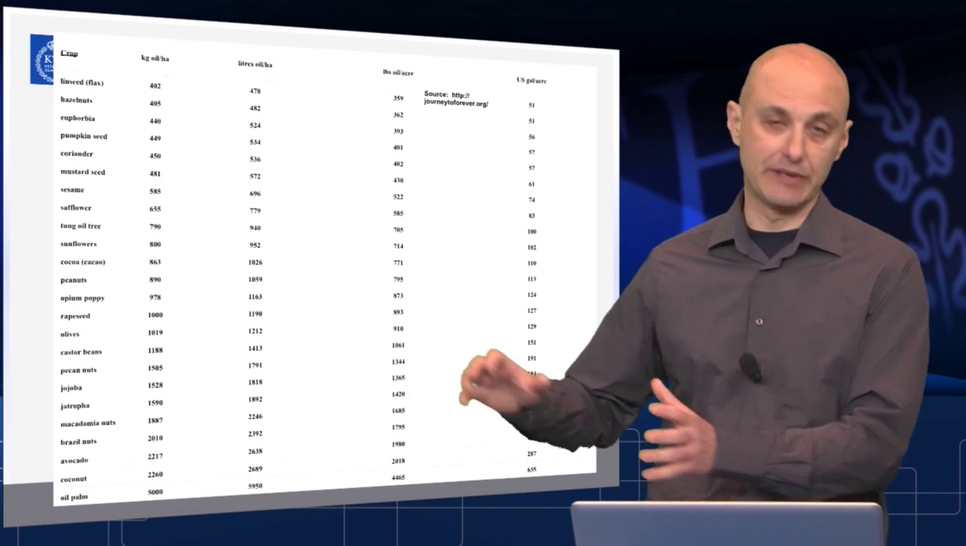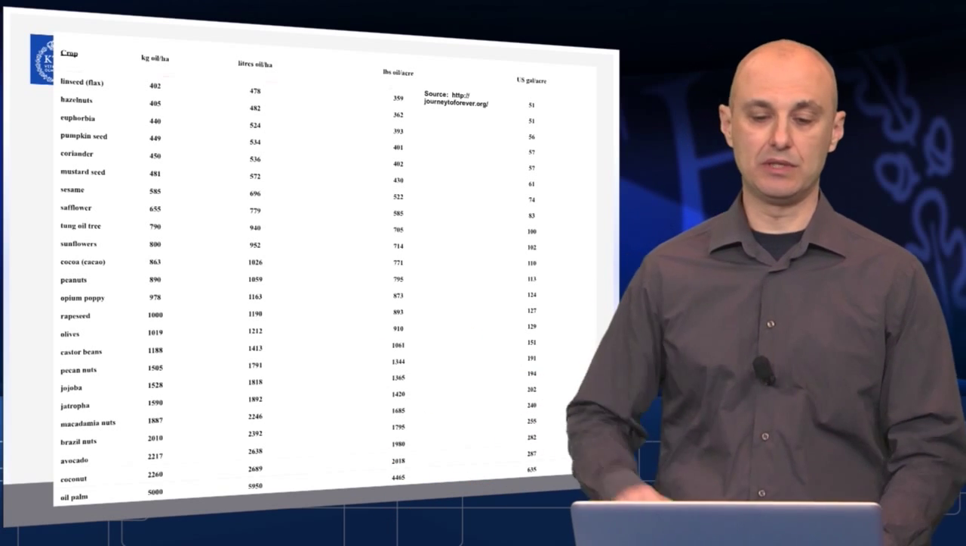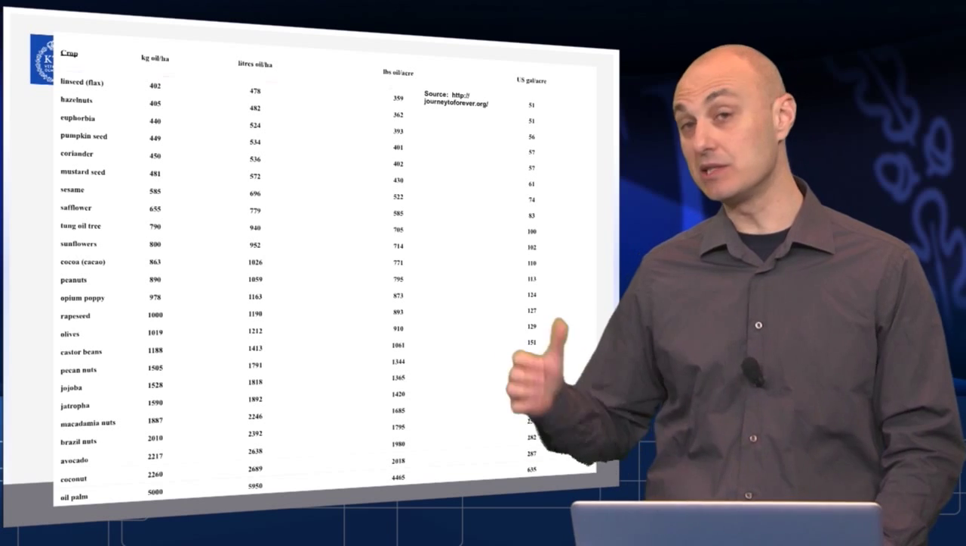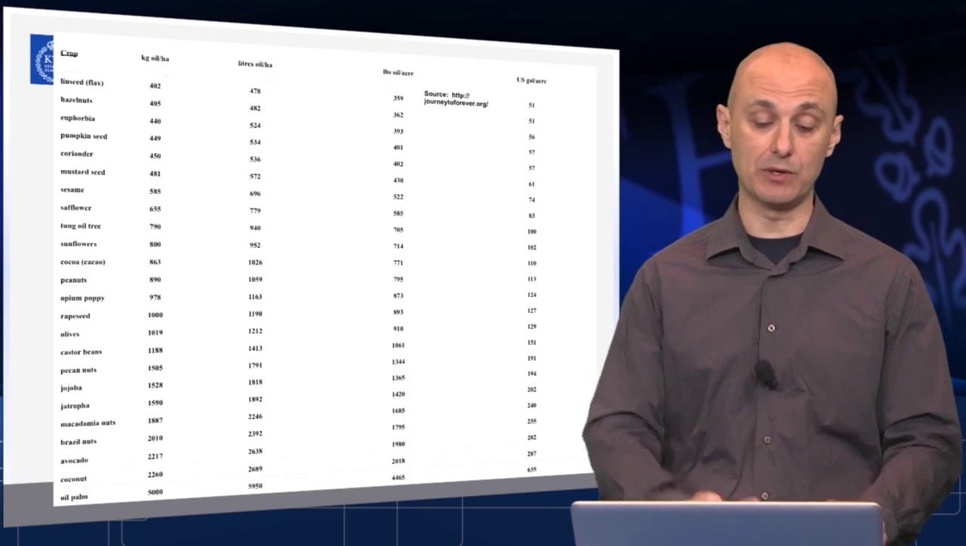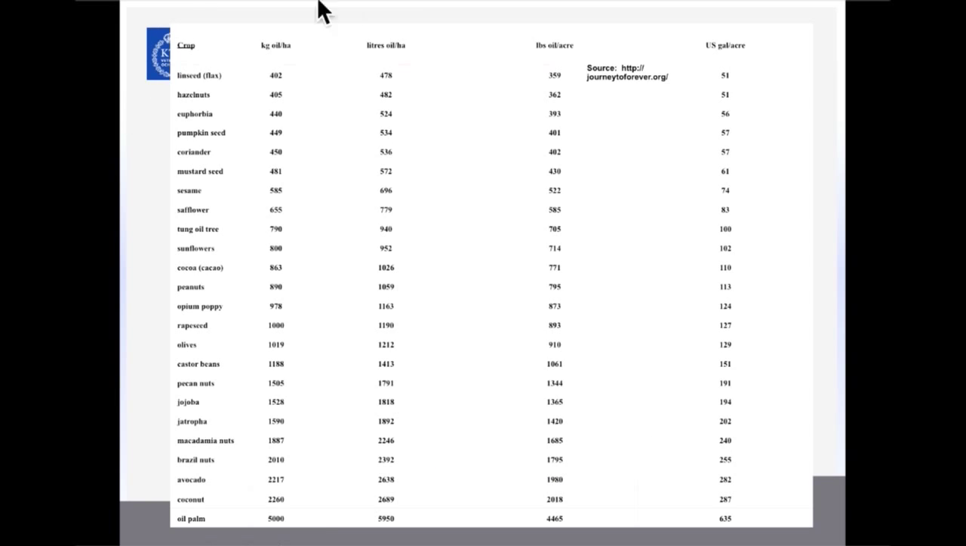This is definitely not the best, and it's not the intention that you would be reading this, but please look at it on your own, or maybe you can find this kind of statistics somewhere on the internet. A summary of the most popular oil-containing seeds or fruits. Anything that you definitely know of: linseed, hazelnut, pumpkin seed, coriander, mustard, sesame, sunflower, cocoa, peanut, of course, opium poppy, rapeseed, olives.